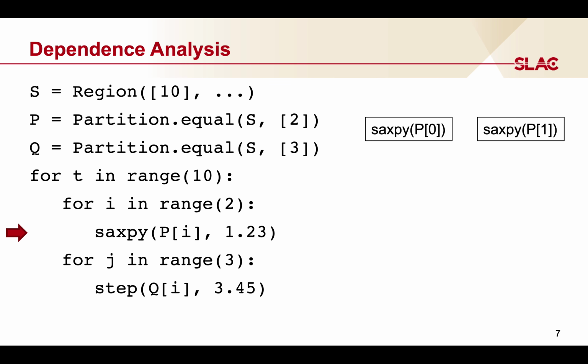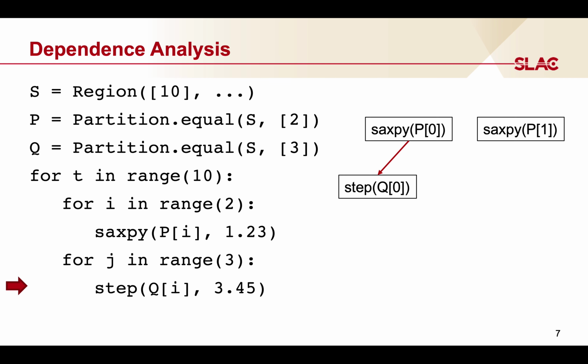And the thing to notice here is that P0 and P1 do not overlap. They're what we call disjoint regions. And the reason why we know that is because we use the equal operator, those pieces are guaranteed not to overlap. And so we are guaranteed to be able to execute on them in parallel. These are parallel tasks. As we continue executing, we're going to get to the first step task here.